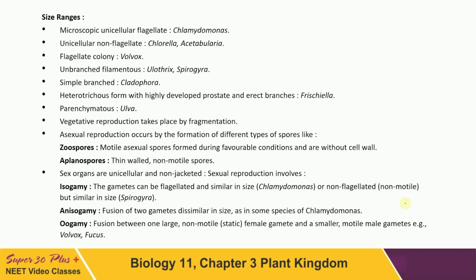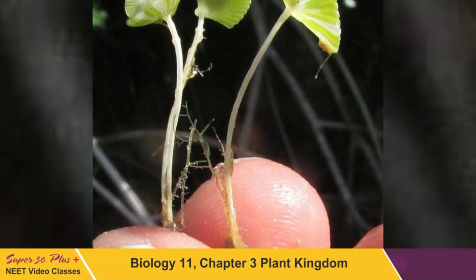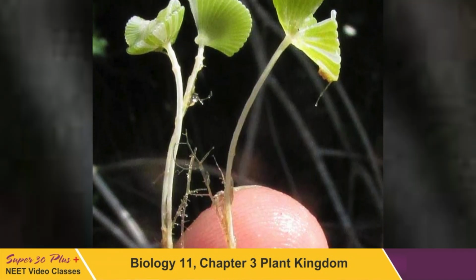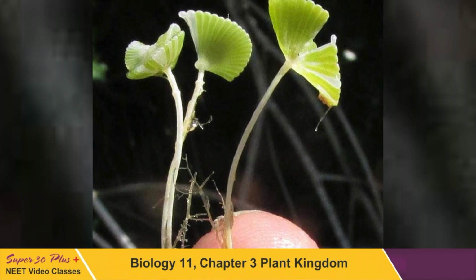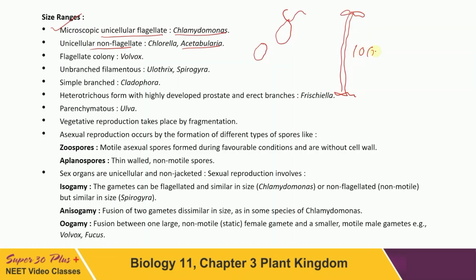Now, algae may be microscopic. Unicellular flagellate, as Chlamydomonas. This is Chlamydomonas, a unicellular one having flagella. Unicellular non-flagellate, like this Chlorella, and this is Acetabularia. Acetabularia is a very long one, the largest unicellular alga. It may be about 10 centimeters in length, but is made up of only one cell.